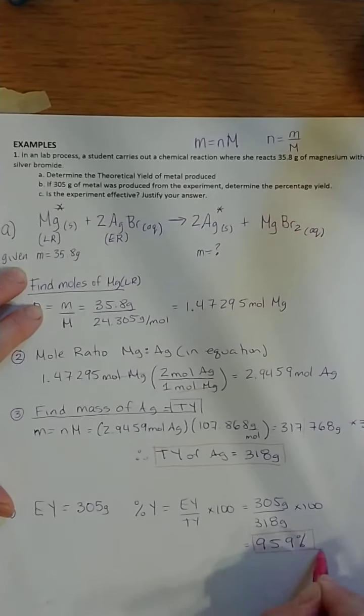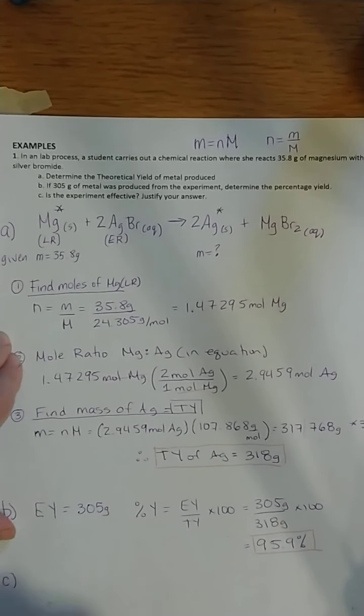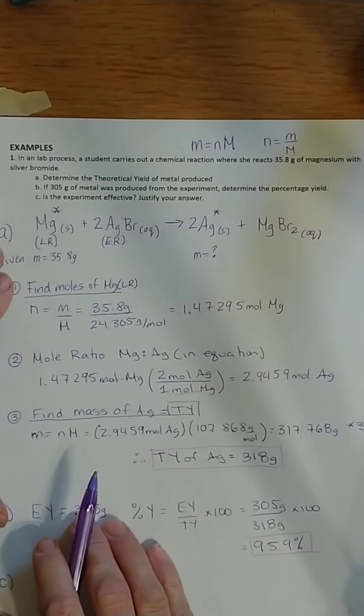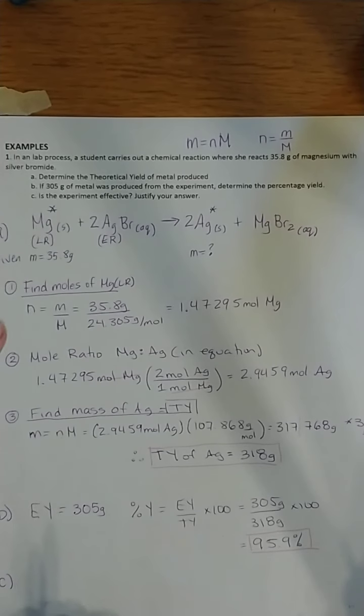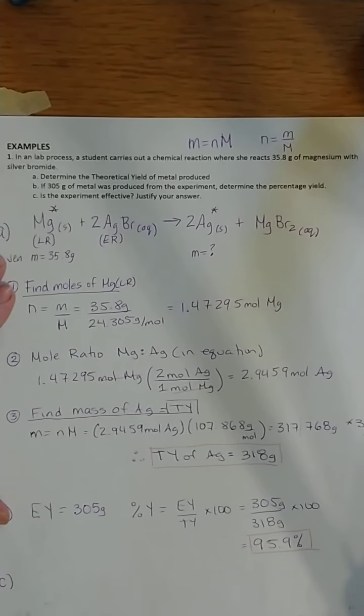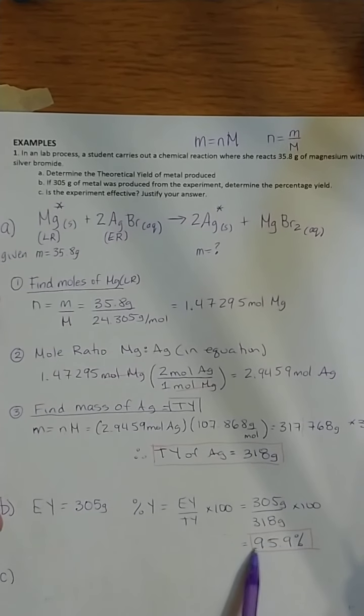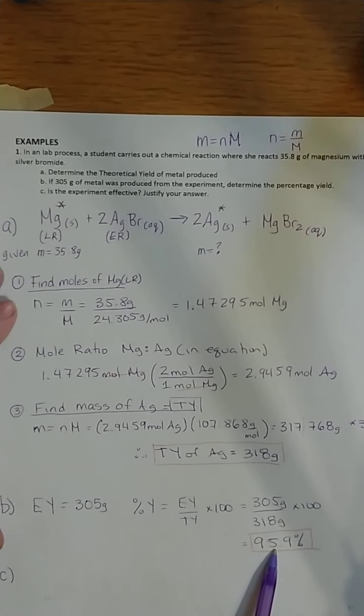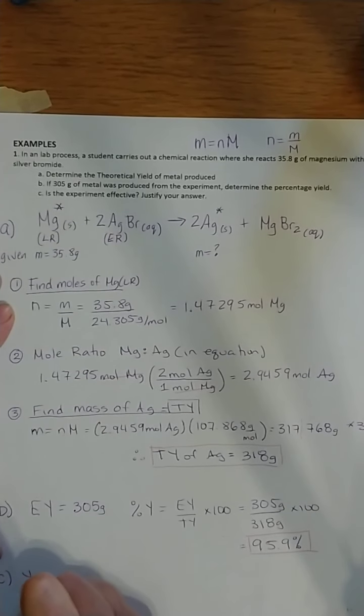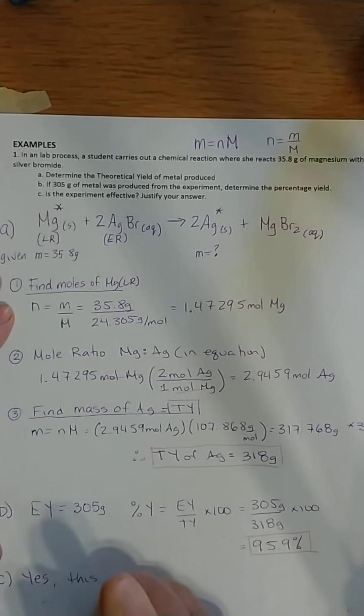So the last question I asked, is this effective? Is this a good experiment? Well, remember your rule. To have a good reaction efficiency, your percent needs to be between 90 and 110. So you're allowed 10% error below 100 and 10% error above 100. And this is definitely above the 90%. So we can say, yes, this is effective.